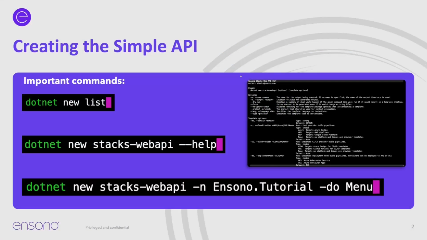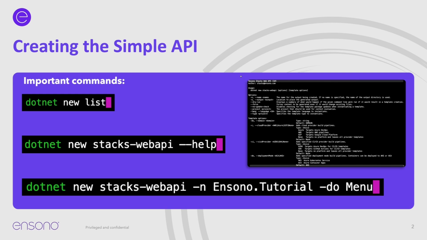Firstly, we will need the Stacks templates. You may have already installed these from NuGet. If not, we have documentation and a tutorial on that available also. The command dotnet new list will show what templates you have available to you to generate.